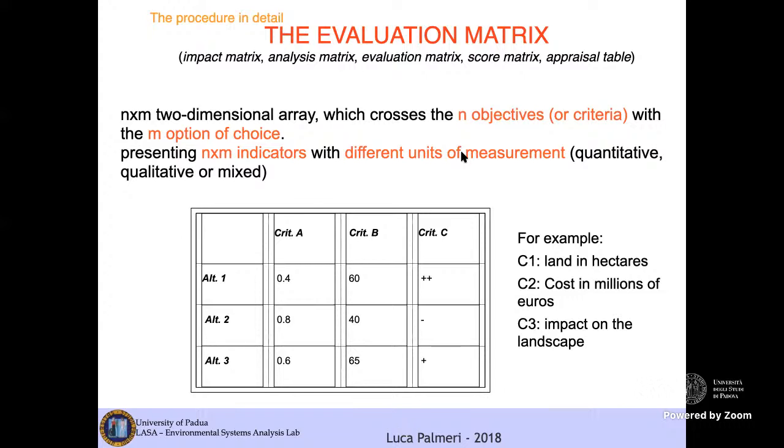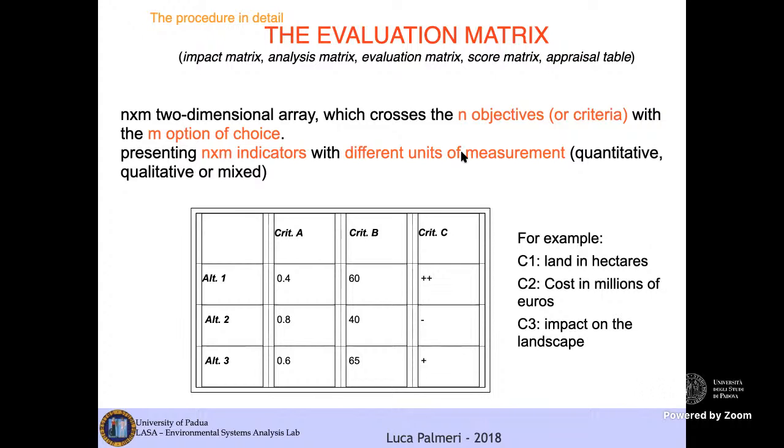How do we build an evaluation matrix? Impact matrix, analysis matrix, evaluation matrix, score matrix, appraisal tables are all synonyms. You remember the impact matrix, the Leopold matrix, is a particular case of an evaluation matrix, in which you evaluate the project activities against the criteria that are environmental components.